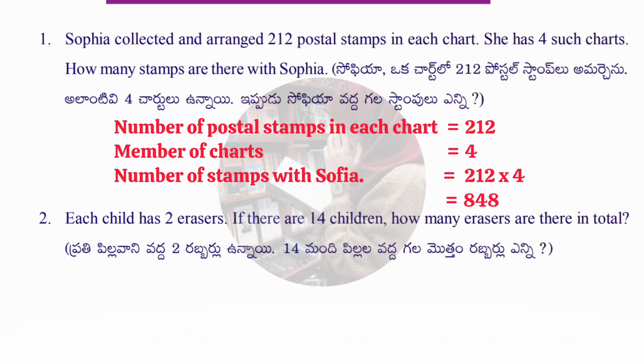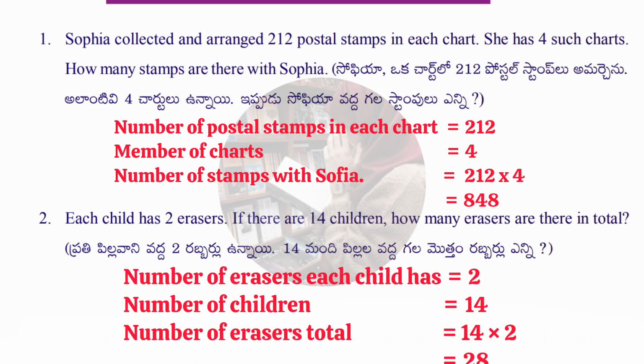Let's move on to the second question, which is: each child has 2 erasers. If there are 14 children, how many erasers are there in total? Write down the answer. Number of erasers each child has. For each child, how many erasers are there? There are 2 erasers, so write down 2. Number of children. How many total children are there? There are 14 children. Okay, write down 14.